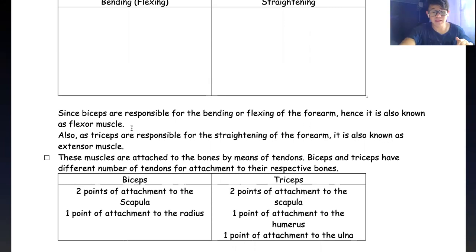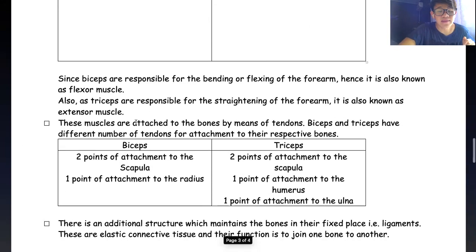Okay, and these muscles are attached to the body by means of tendons. Bicep and triceps have two different tendons for attachment to their respective bones. So apa maksudnya? Biceps: 2 points of attachment to the scapula and 1 point of attachment to the radius. Okay, we just go through this first. And triceps: 2 points of attachment to the scapula, 1 point of attachment to the humerus, and 1 point of attachment to the ulna. So what the hell is this? It's actually talking about this.